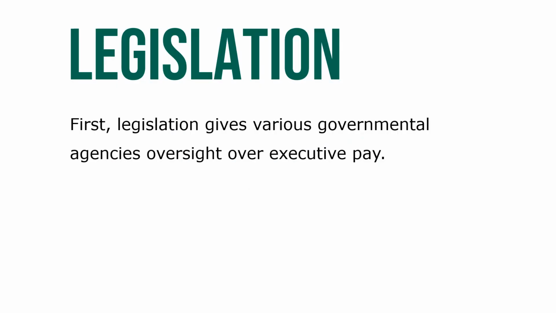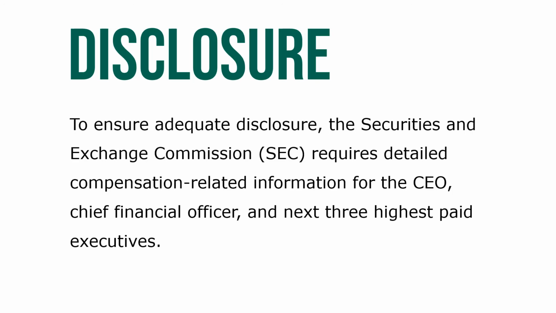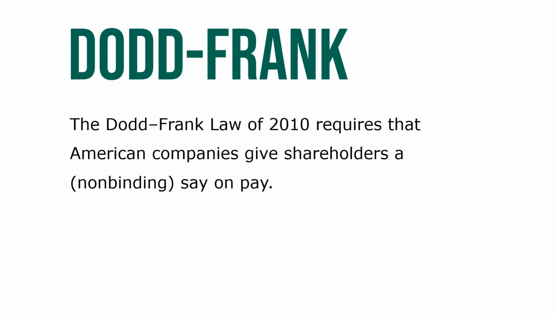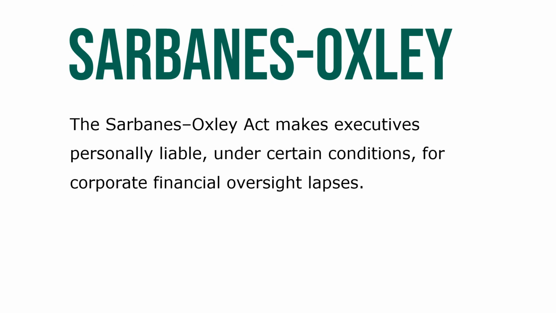First, legislation gives various governmental agencies oversight over executive pay. To ensure adequate disclosure, the Securities and Exchange Commission, known as the SEC, requires detailed compensation-related information for the CEO, Chief Financial Officer, and the next three highest paid executives. The Dodd-Frank Law of 2010 requires that American companies give shareholders a non-binding say on pay. The Sarbanes-Oxley Act makes executives personally liable, under certain conditions, for corporate financial oversight lapses.